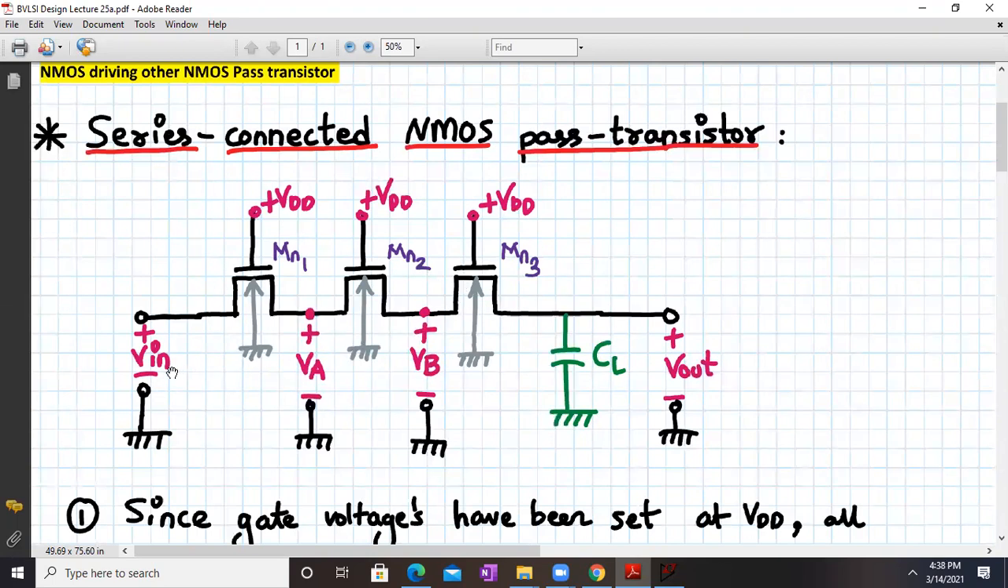Now we need to determine, if Vin is logic 0, what is the status of VA, what is the status of VB, and what is the status of Vout. Similarly, when Vin is 5 volt, how much is VA, how much is VB, and how much is Vout? Okay, so let us first determine it directly in LTspice.